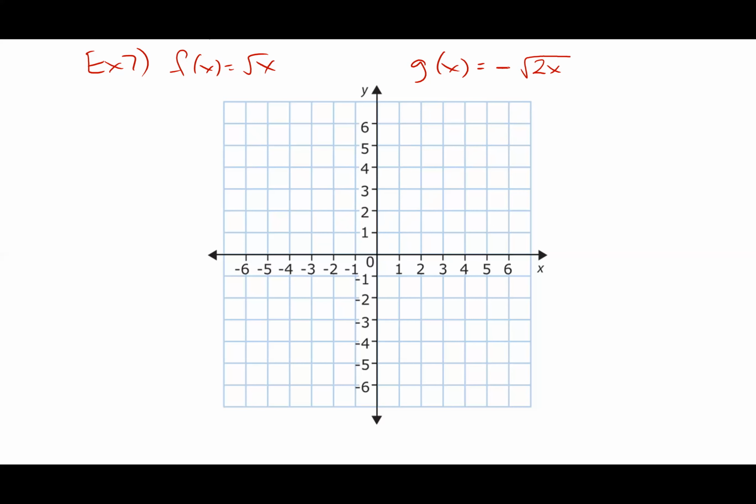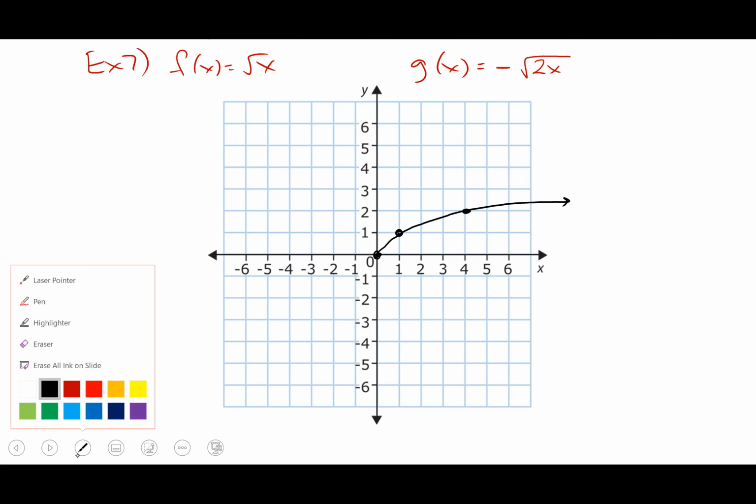Let's jam. Original function: 0, 0. 1, 1. 4, 2 is my parent function. And now I have this to deal with. Good. Abby says reflection upon the x-axis. I totally agree. And is it stretched or compressed? Let's see what happens here with the minutes left.